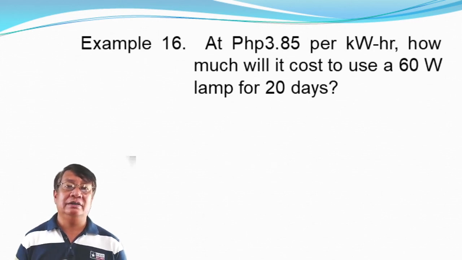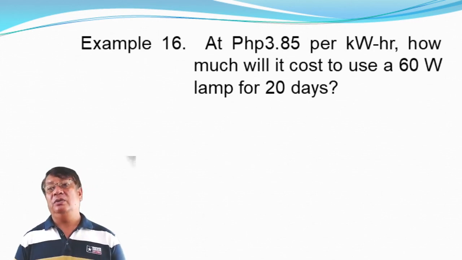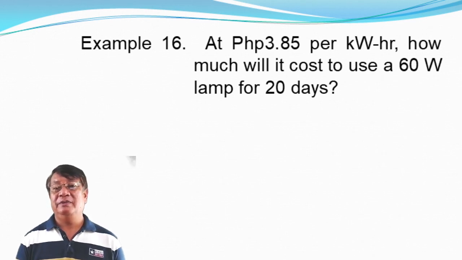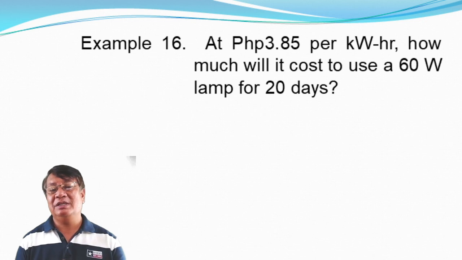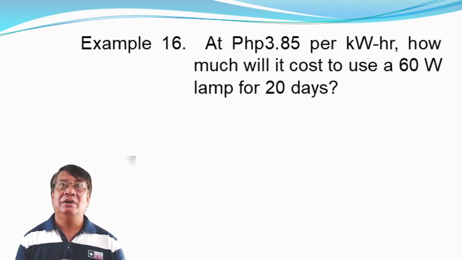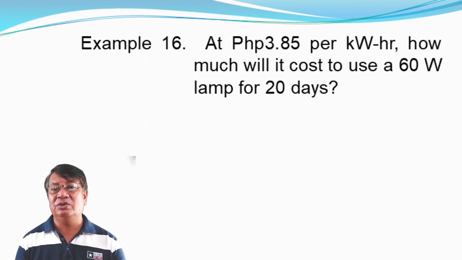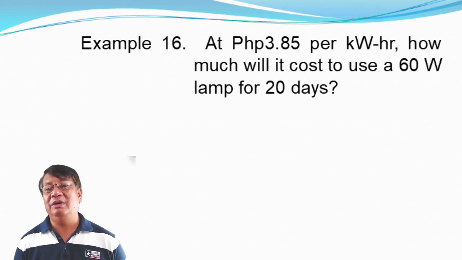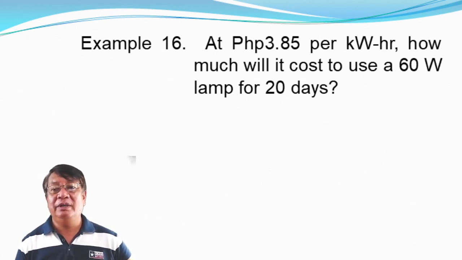Example number 16. We have the cost of energy. This is very low. Nowadays it is about 11 or 12 pesos per kilowatt hour. I am not so sure, but this amount is very small. Anyway, for the sake of computation, we have 3.85 pesos per kilowatt hour, that is the cost of energy per kilowatt hour. So 3 pesos and 85 cents. How much will it cost to use a 60 watt lamp for 20 days?